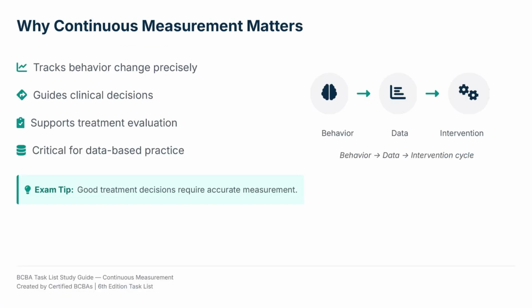Let's start with why continuous measurement is so important in ABA practice. Continuous measurement allows us to track behavior change precisely. Because we record every occurrence of behavior, we obtain accurate and reliable data. That data then guides clinical decision-making. BCBAs use measurement data to determine whether an intervention is effective, needs modification, or should be discontinued. It also supports treatment evaluation. Without accurate measurement, we cannot determine whether behavior is improving, staying the same, or worsening.